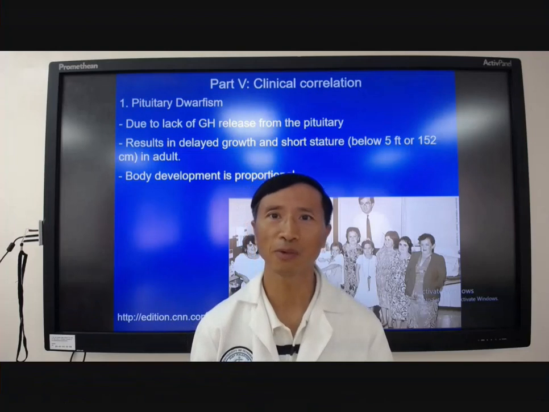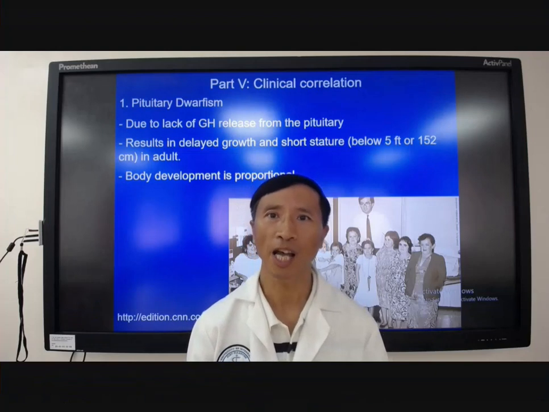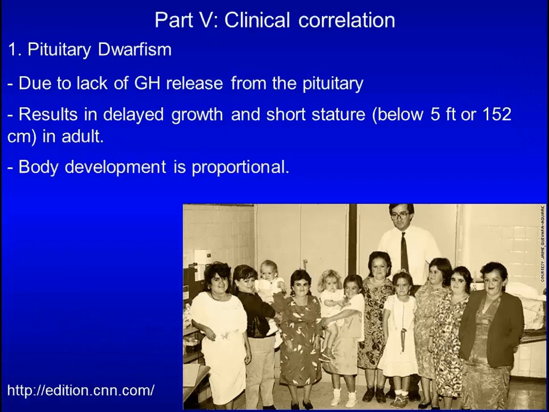Now, let's move to part 5. We will look at clinical correlation. The first condition is pituitary dwarfism. It is caused by a deficiency in growth hormone production from the pituitary gland. The deficiency results in delayed growth and short stature, but the body development is proportional.